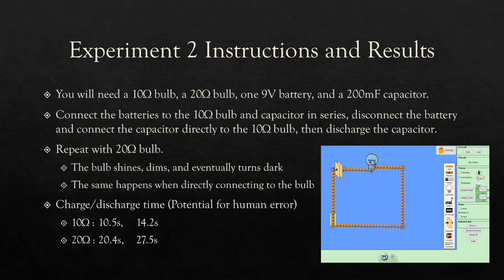And what happens is the bulb shines, dims, and eventually turns dark, and the same thing happens when directly connecting to the bulb. The charge and discharge times, which might have human error in them, are approximately 10.5 seconds and 14.2 seconds for the 10 ohm bulb, and 20.4 seconds and 27.5 seconds for the 20 ohm bulb, which makes sense because something with a larger resistance would take longer to charge.